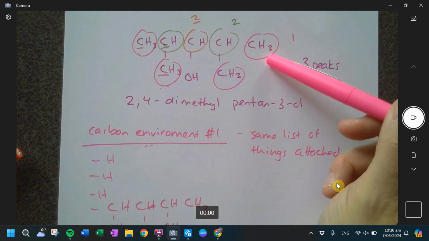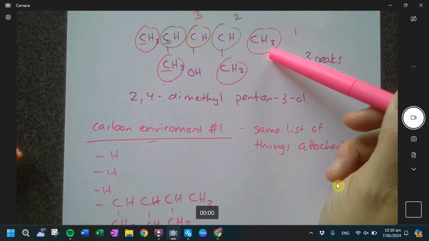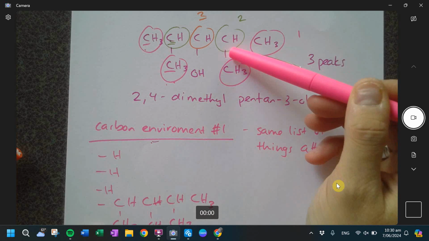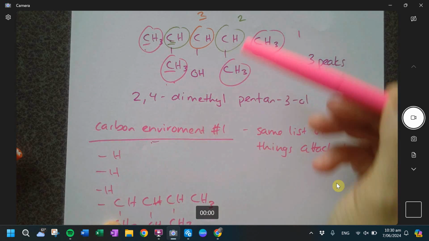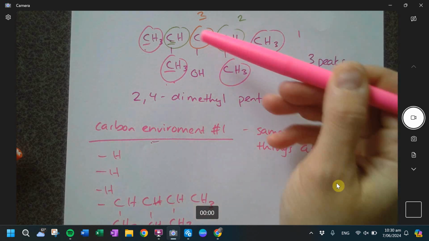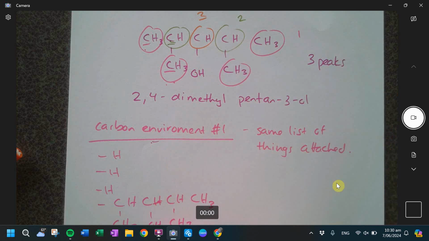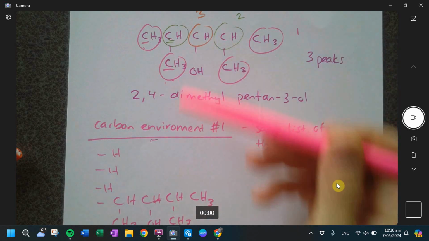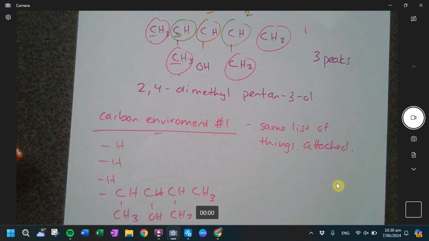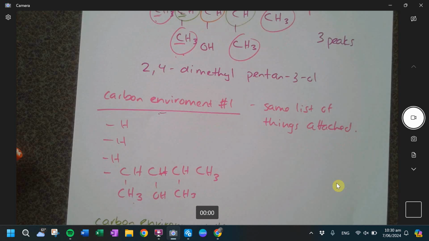This guy over here, when I look at it, it has three hydrogens again. I look to see what it has attached to it. CH with a CH3, CH with an OH, CH with a CH3, and another CH3. So you're basically just looking to see if there's symmetry in the molecule and if you can double count an environment. And then the last carbon environment.